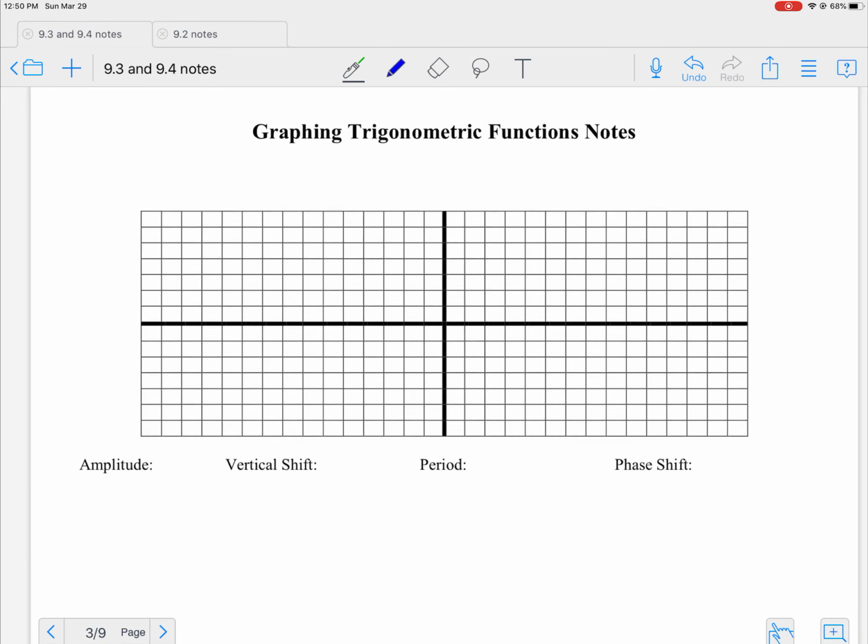All right. Okay, so we've done sine. Let's try a cosine here, just so we can spice it up a little bit.